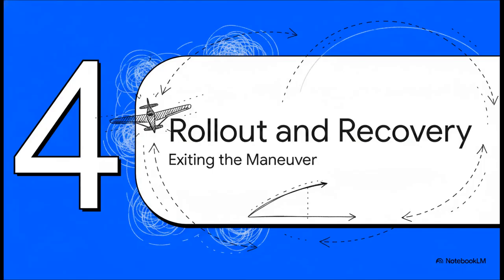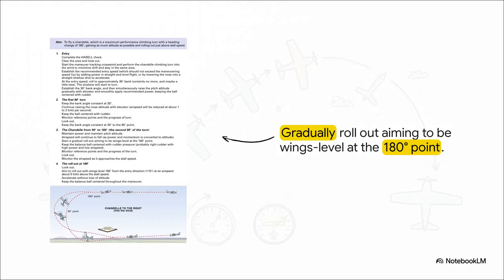Next up, Section 4, the rollout and recovery. It's time to exit the maneuver. Looking at this from a top-down perspective, you can see exactly where that gradual rollout begins. If you track the dotted line right past the 90-degree point, you see the transition happen. You hold your pitch, you hold your power, but you slowly start taking out that 30 degrees of bank.